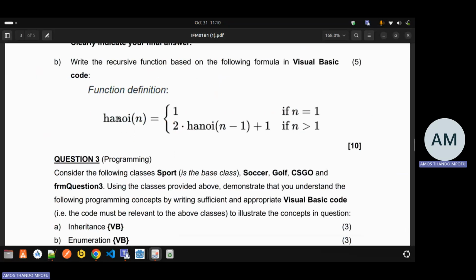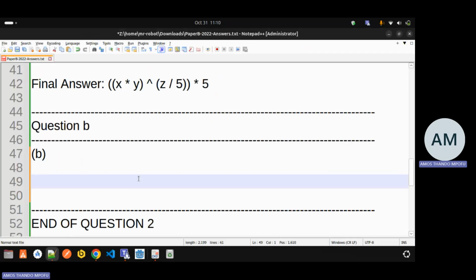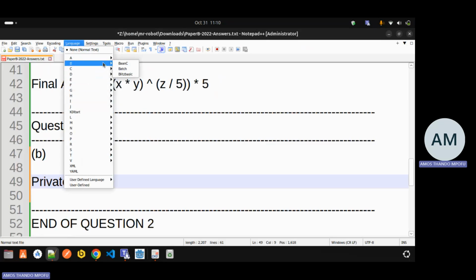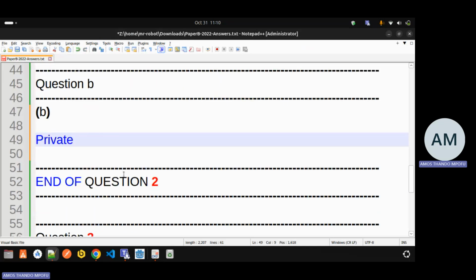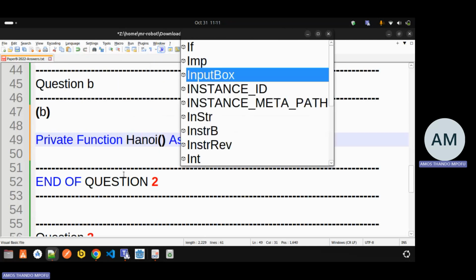So I'm gonna have this Hanoi function, right? I'm gonna call it Hanoi. You can make it private or public, whatever. So I'm gonna say private. To highlight, I'm gonna change the language to Visual Basic so that it highlights anything that is a Visual Basic keyword. So private function, followed by the function name. The function name, like I said, I'm gonna call it Hanoi. You should use capital letters, so I'm going to use capital H. So Hanoi as, and it returns an integer, right?